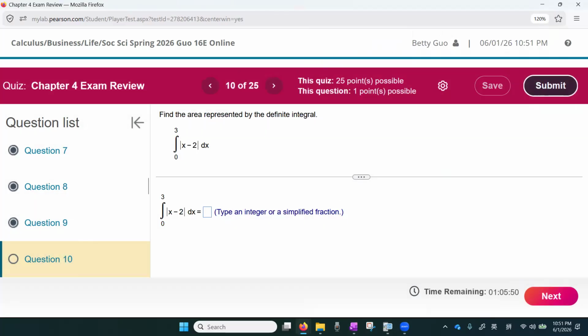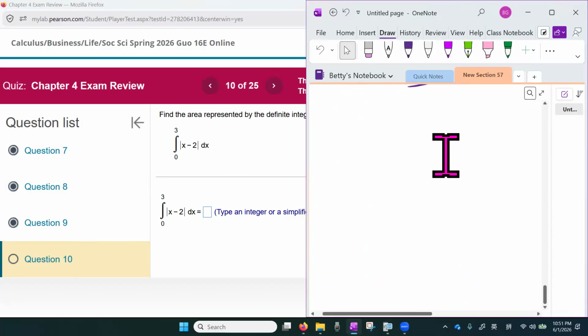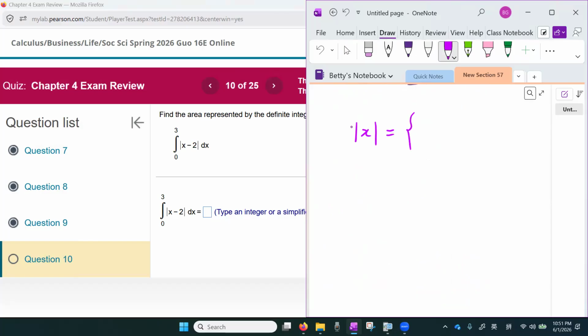Next. Question number 10. Absolute value. So this is a good problem. It's important to know absolute value of x equals x as x is bigger than or equal to 0. Absolute value of x equals negative x as x is less than 0. So here we have the absolute value of x minus 2. So that means when x is less than 2, x minus 2 is negative, right?